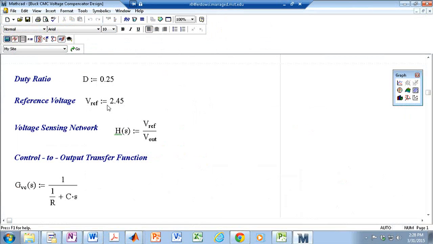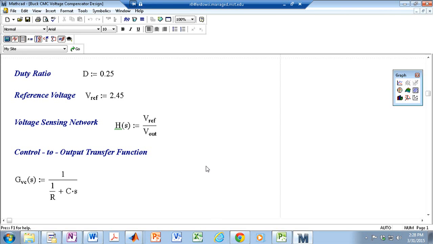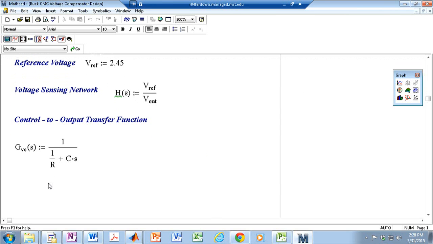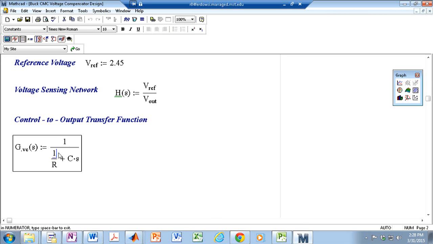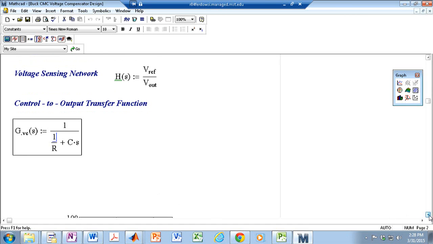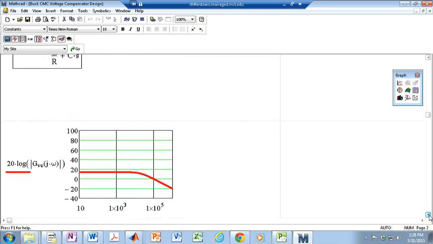So I'm assuming, for a weird reason, my reference, which is provided by the chip, is 2.45 volts, and therefore my sensing network is Vref over Vout. Whatever that number is, it's scaling down the output voltage. And if you remember from our simplified model, our control to output transfer function is a first order model, very, very simple, because the dynamics of the inductor has been eliminated.